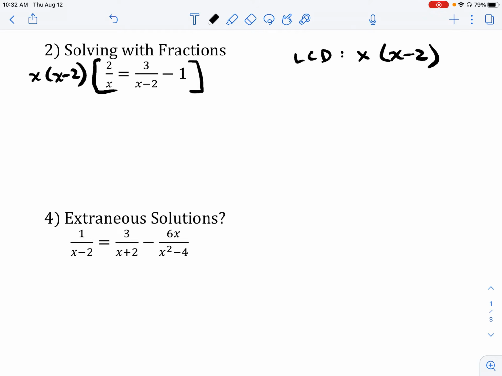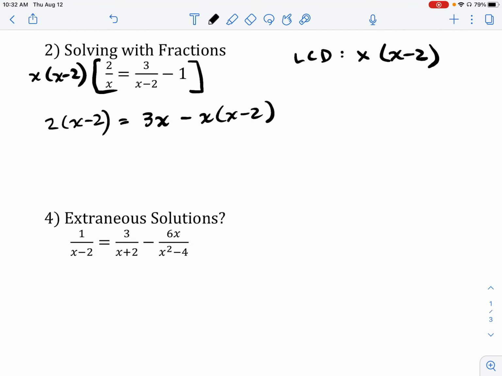So if I go ahead and multiply this entire equation, both sides, by x times x minus 2, I'm left with, on the left side, those x's are going to divide out. So I have 2 times x minus 2. On the right side, I'm going to distribute that x times x minus 2 to both of those terms. So those x minus 2's are going to divide out in that first fraction. So I'm left with 3x. And we're going to continue. We're just going to multiply our LCD by negative 1.